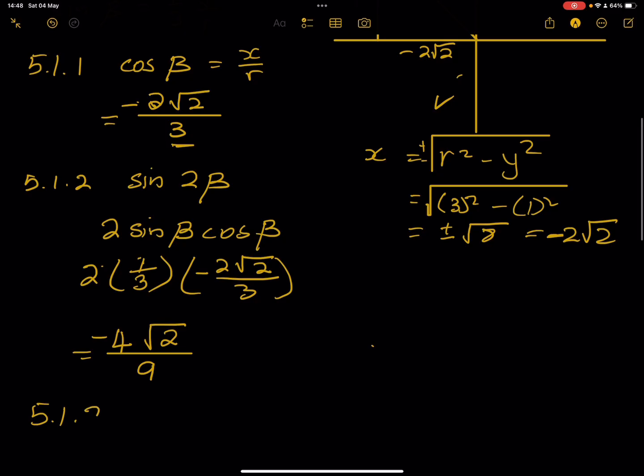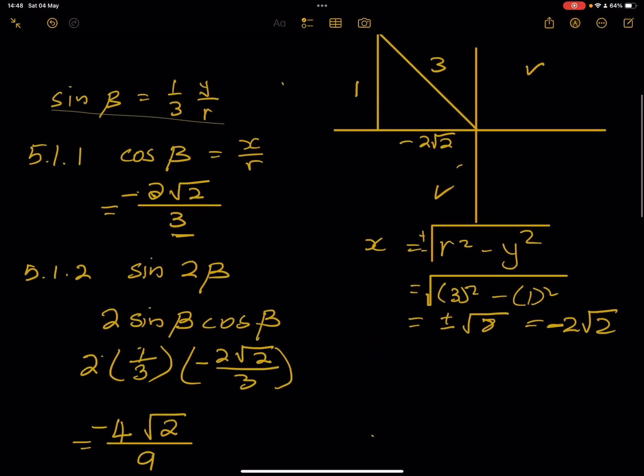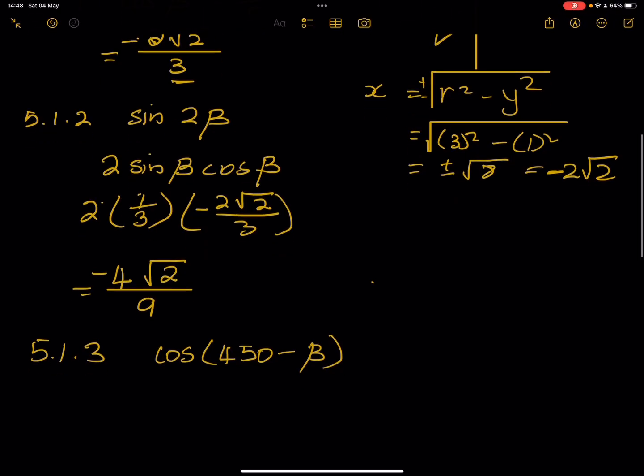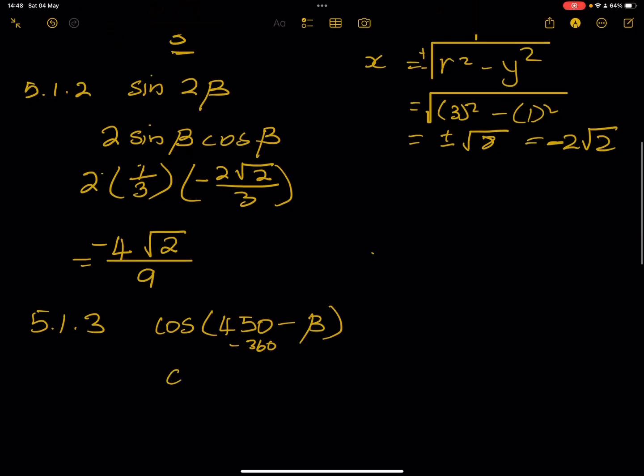Okay, so they say we've got cos of 450 minus beta. Now, what you need to keep in mind is that if you've got a value that is greater than 360, always subtract 360, okay? So, what does that give me? This is cos of, what's 450 minus 360, right? That would give me 90. So that's the same as saying 90 minus beta.